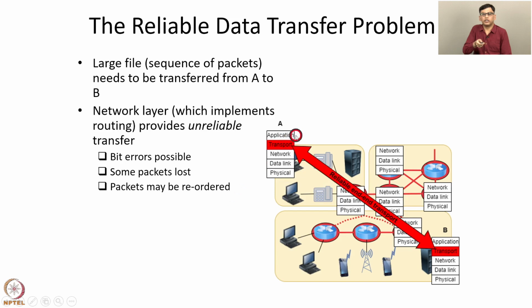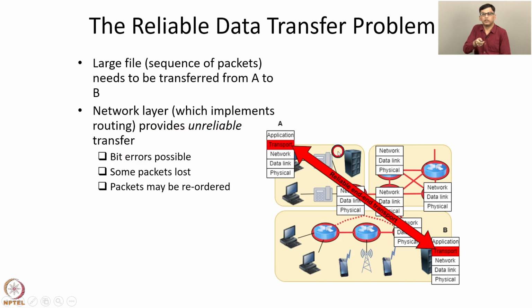Later we'll discuss layering in networks. Basically, the set of all functions which need to be performed are broken down into different components. These are known as layers. The layers in the internet are application, transport, network, data link, and physical. We'll discuss these layers later. But for now, we only note that the network layer implements routing and it provides unreliable transfer.